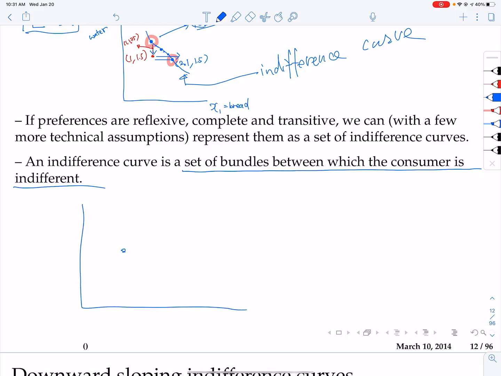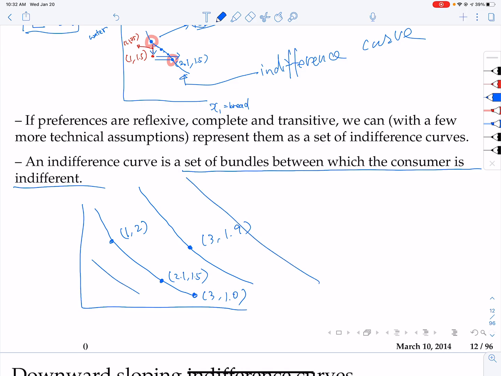So here, say this was 1 comma 1, right? So this is 1 comma 2, and you could draw an indifference curve passing through 1 comma 2. But we can think of different points, say 3 comma 1.9, and you can draw another indifference curve passing through 3 comma 1.9. Of course, it could be that some other bundles are indifferent to 1 comma 2. So let's say this was 2.1 and 1.5, or we can think of 3 comma 1.0 or something like that. So in fact, there will be many indifference curves, right?